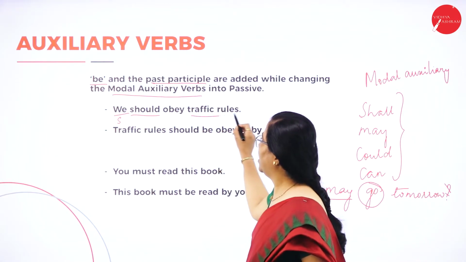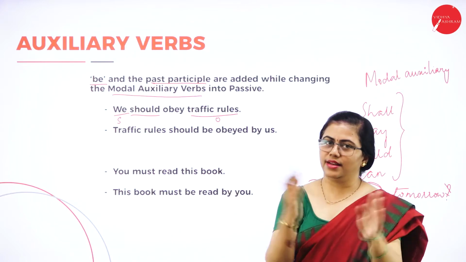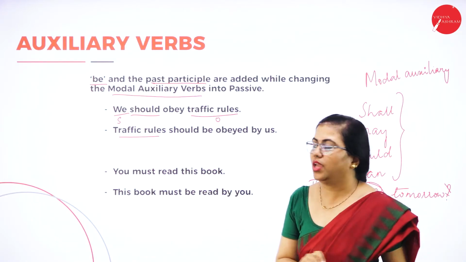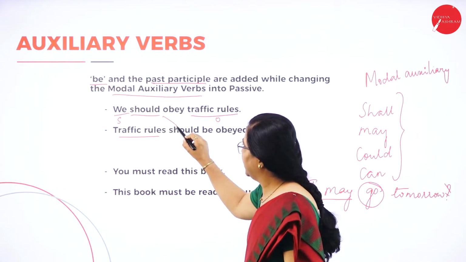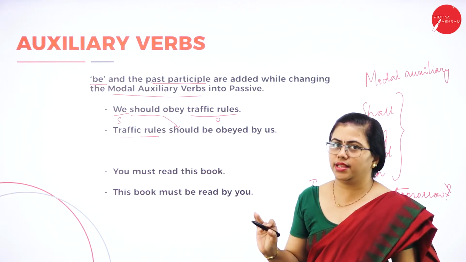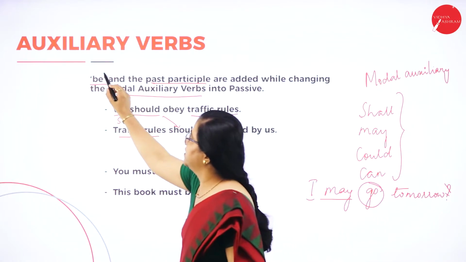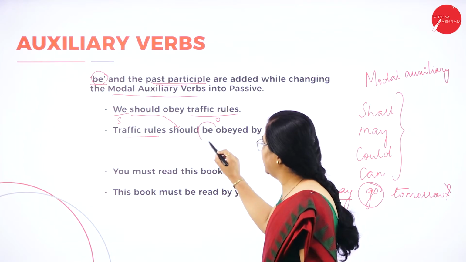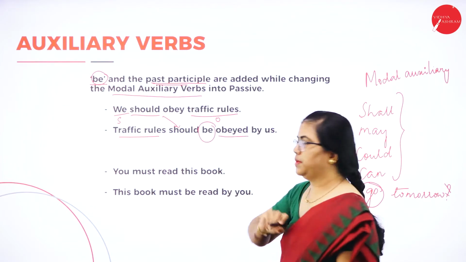Then you have to identify the object. Then interchange. Simple. So traffic rules will go here. Okay. So should is retained as it is. After that I said be and participle have to be added. How is that? Just add be, then participle form.